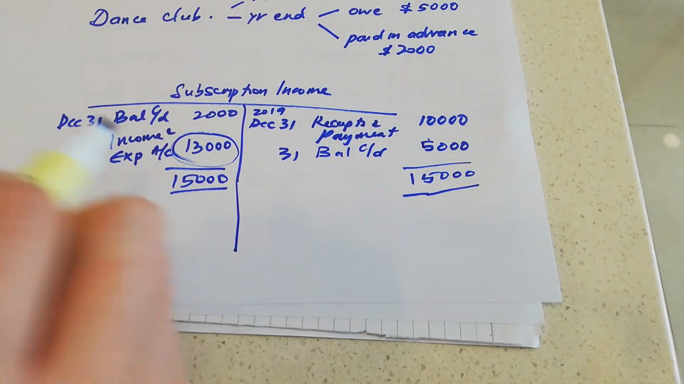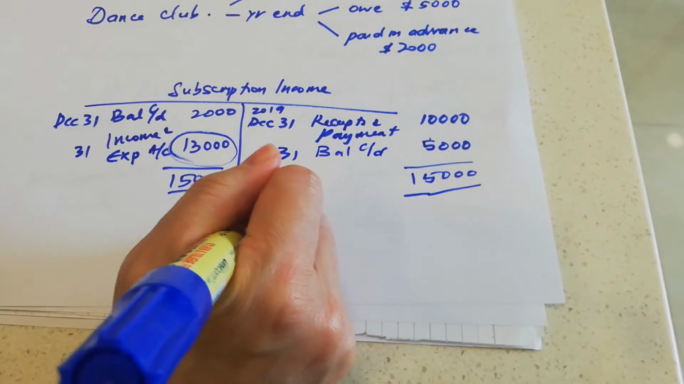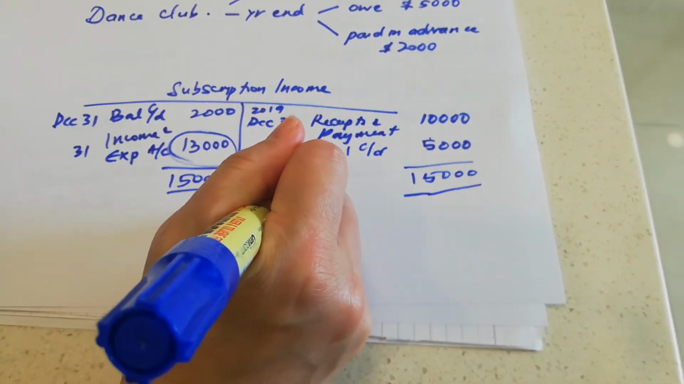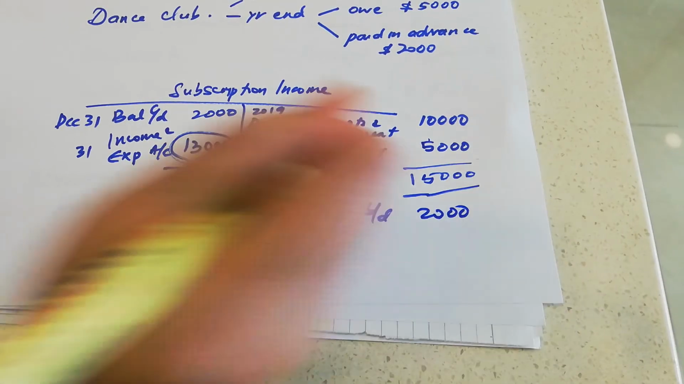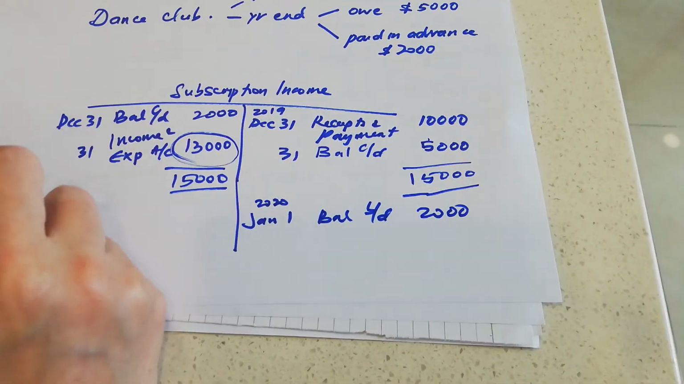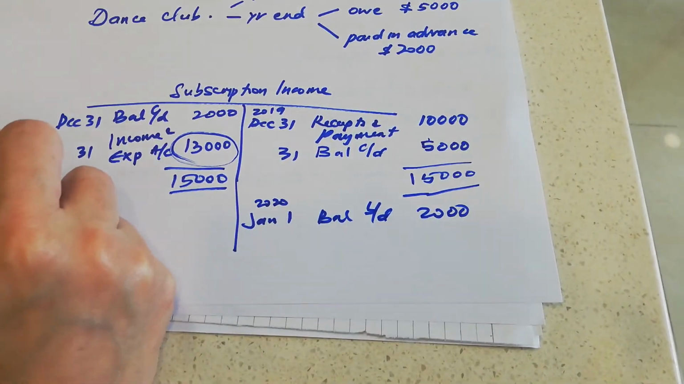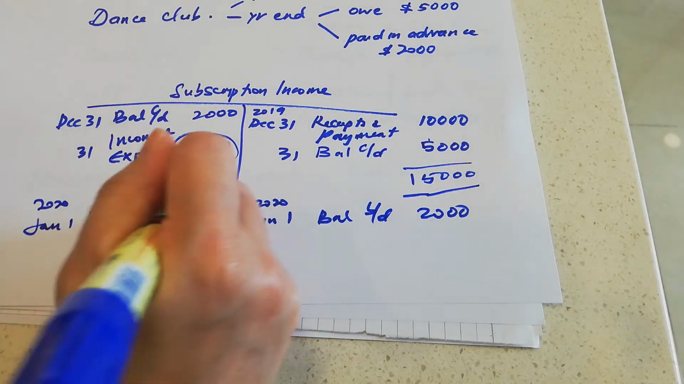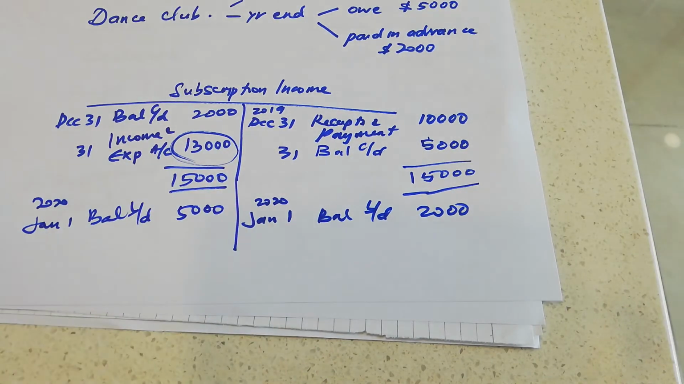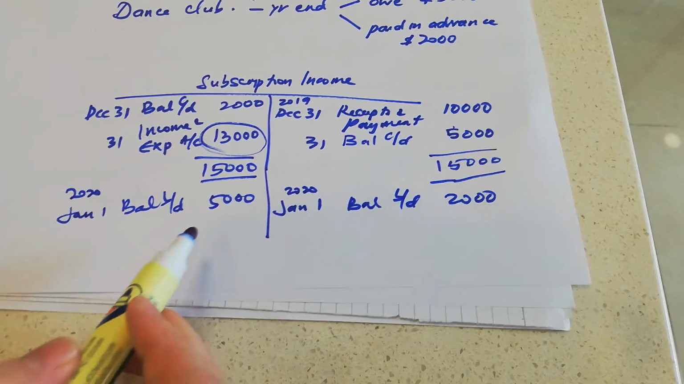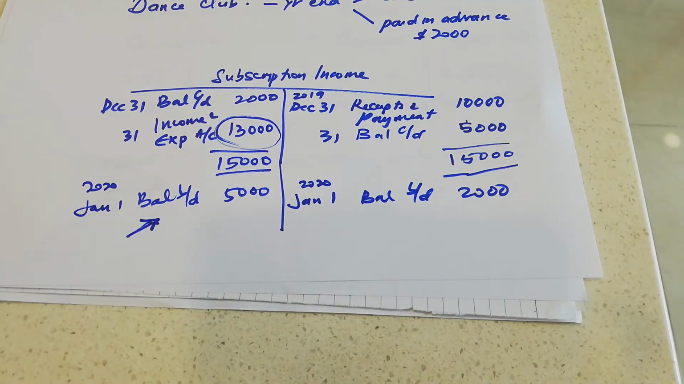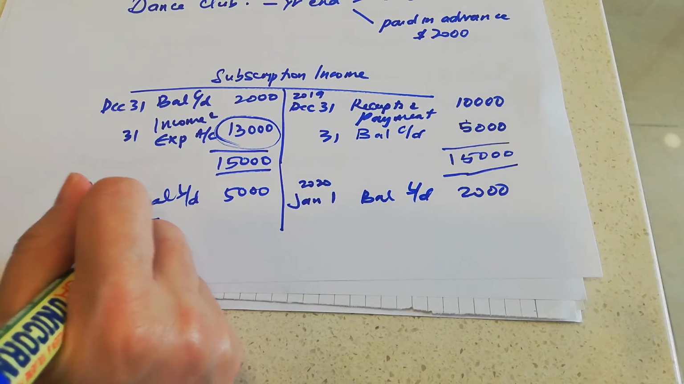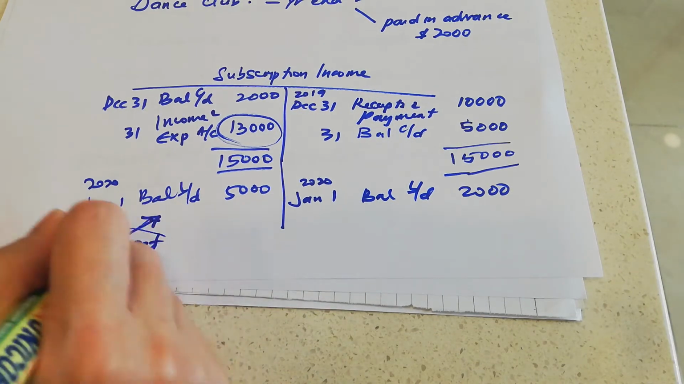So this balance carry down figure becomes, in the next period, your balance brought down figure of 2,000, and this side balance brought down 5,000. Now notice this is on the debit side. So when we are looking at the opening balance figure, the balance brought down figure, if it's on the debit side, it's an asset. Does it make sense?